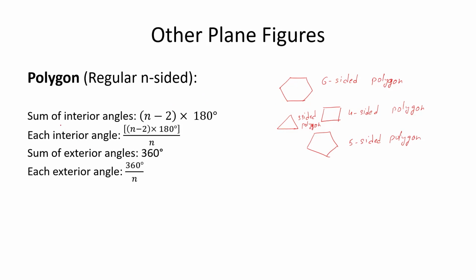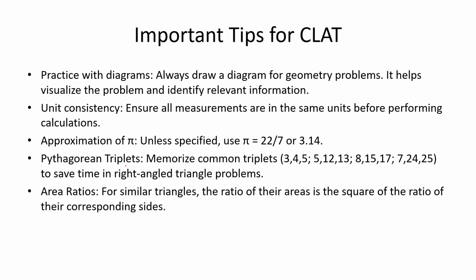Now sum of interior angles. So what are interior angles? This angle. So you join, these are interior angles. So sum of interior angles is n minus 2 into 180. Each interior angle is n minus 2 into 180 by n. Sum of all exterior angles is 360 degrees. And each exterior angle is 360 by n. These are the formulas.